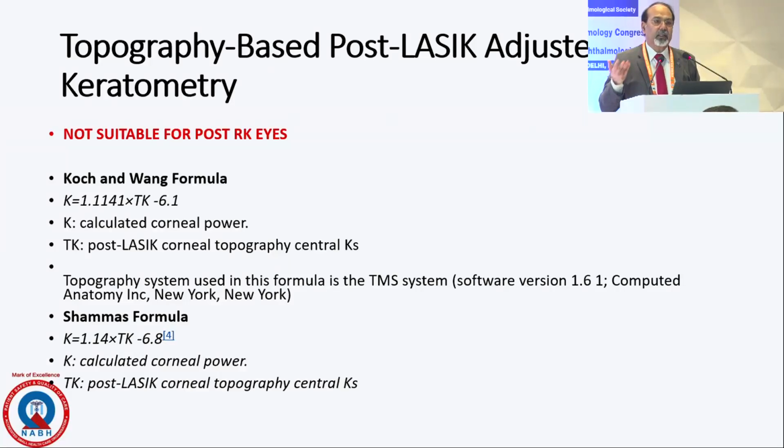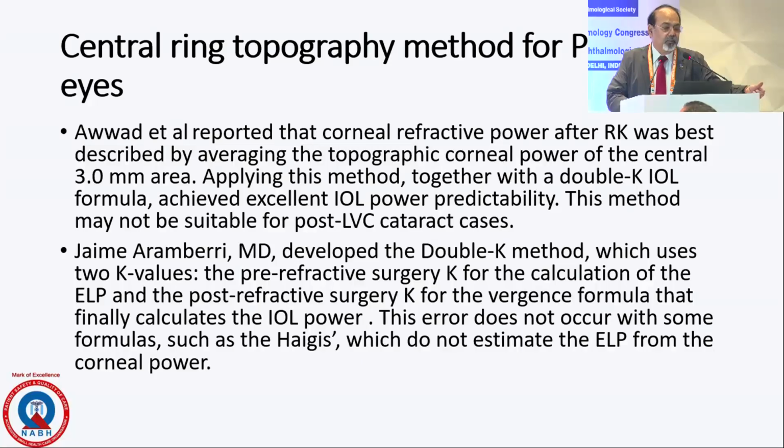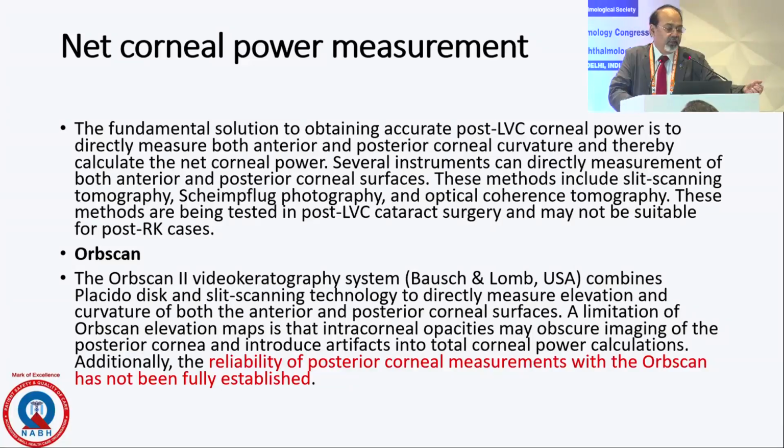Topography based post LASIK adjusted keratometry is not suitable for RK eyes, but you can do that with the formulas present on the website, especially the ASCRS formulas. And central ring topography is very, very important. What I follow is the Aramberri method, which is mentioned here. One should go back and read the Aramberri system of calculating the corneal power after refractive surgery, which gives mostly very, very accurate results.